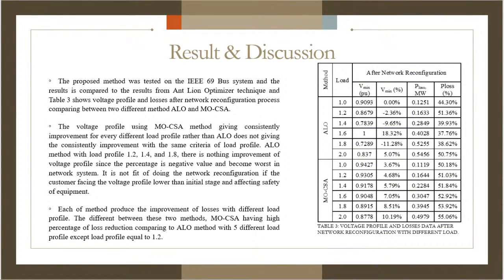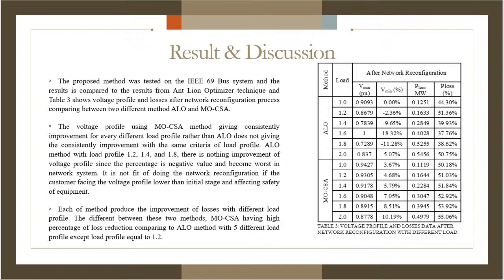The proposed method was tested on the IEEE 69 bus system and the result is compared to the result from the Ant Lion Optimizer technique. Table 3 shows the voltage profile and losses after the network reconfiguration process, comparing the two different methods, ALO and the multi-objective cuckoo search algorithm.